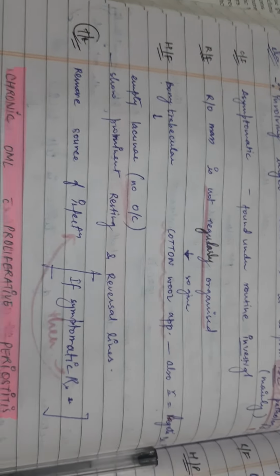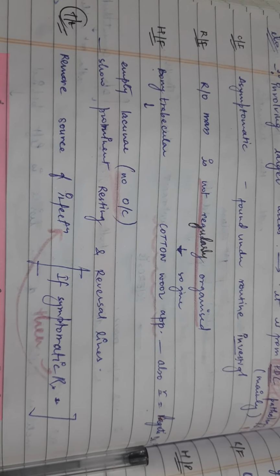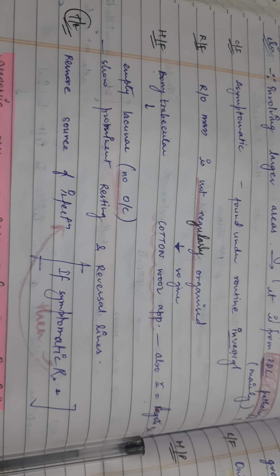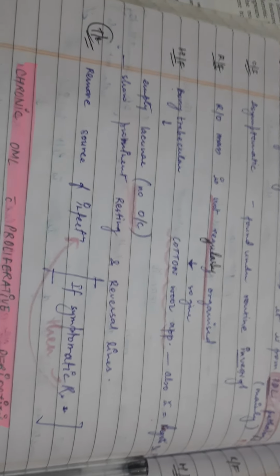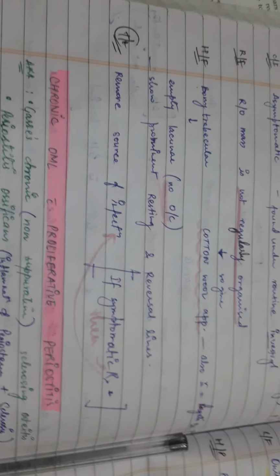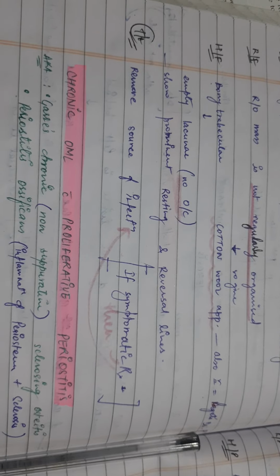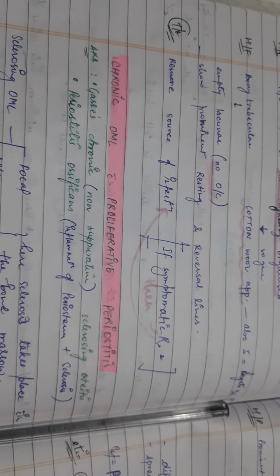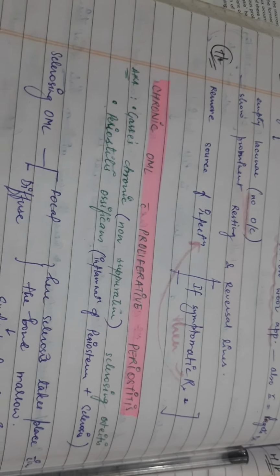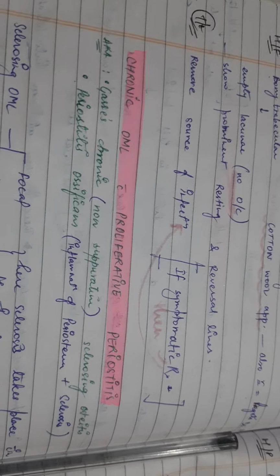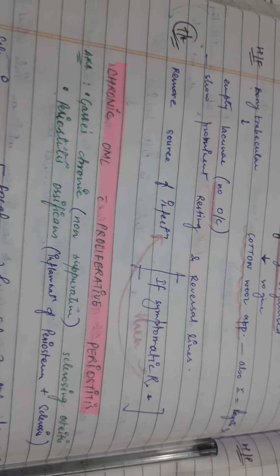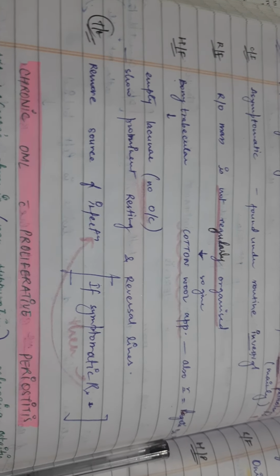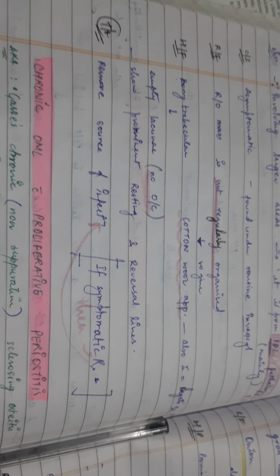Histologically, there are bony trabeculae with empty lacunae, no osteoclasts, and prominent resting and reversal lines. Treatment is to remove the source of infection. If PDL pathology is present, we remove that, but we treat the osteomyelitis only if symptomatic. If asymptomatic, we do not treat and leave it as it is.